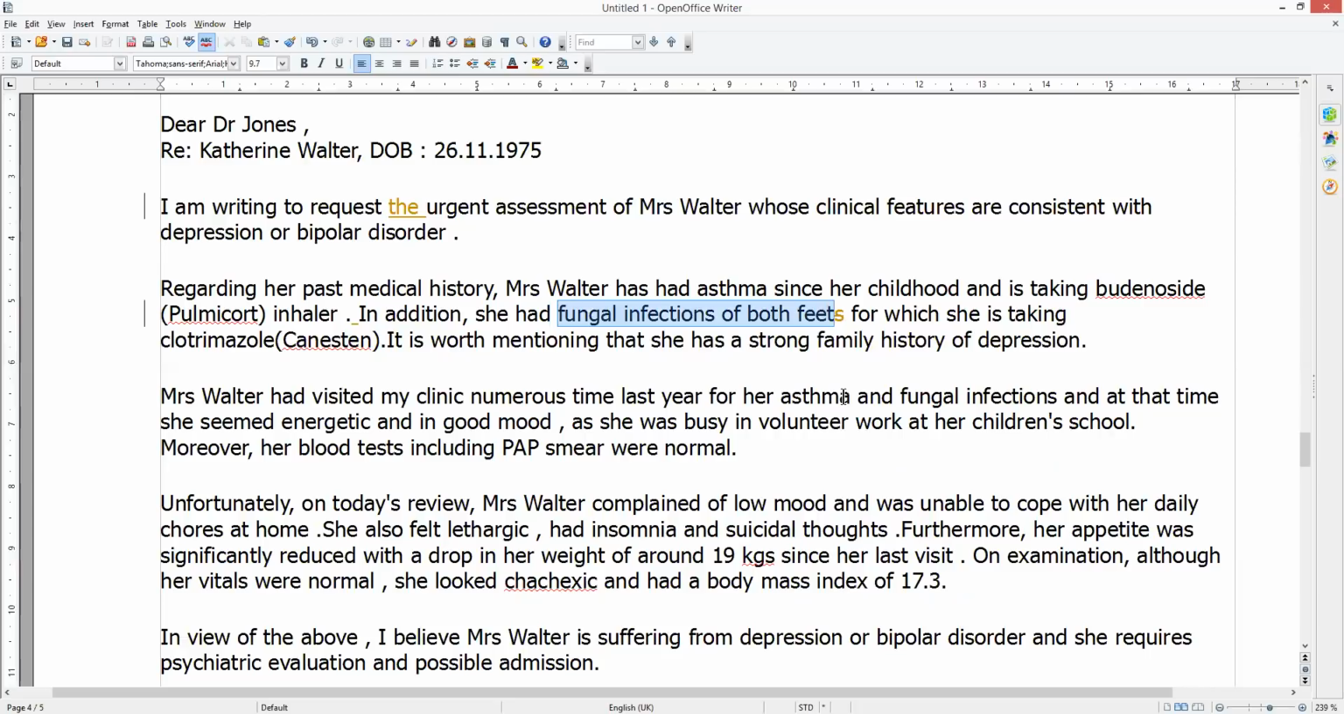Is this likely to make you depressed, having fungal feet? I don't know if we really need to mention that. It's possible having fungal feet may depress you, but I don't think we really need it. Okay, it is worth mentioning that she has a strong family history of depression.